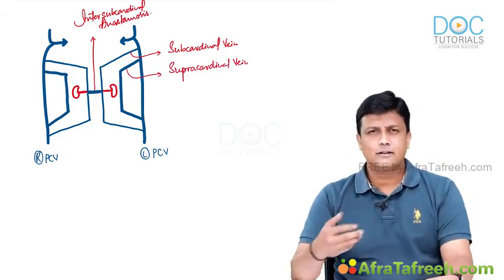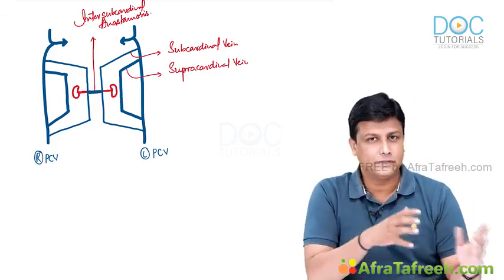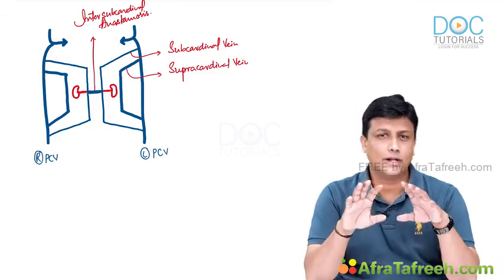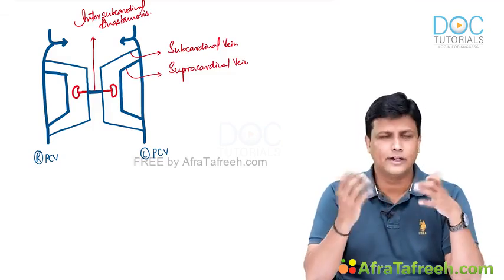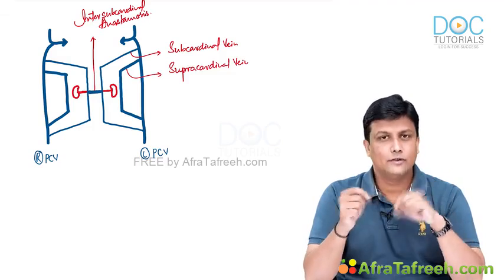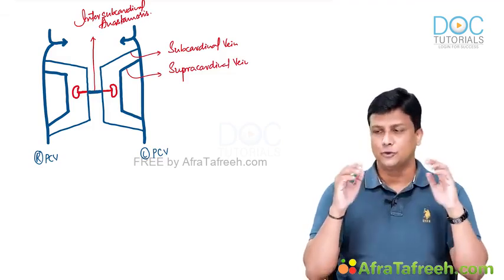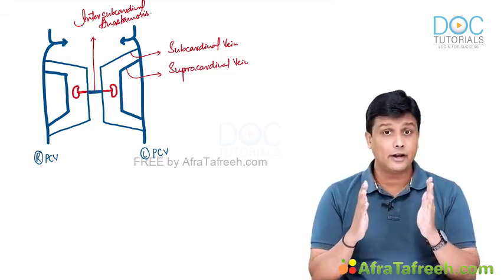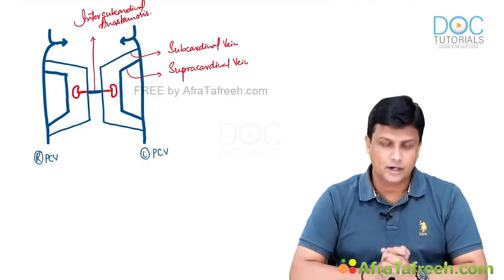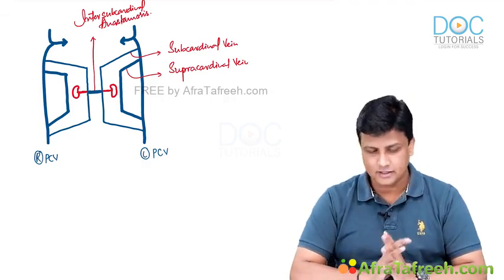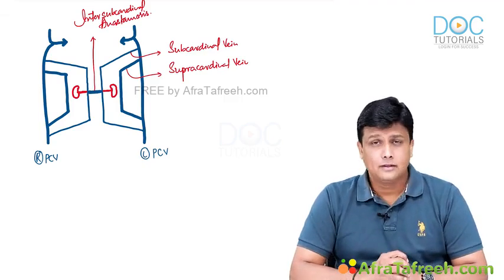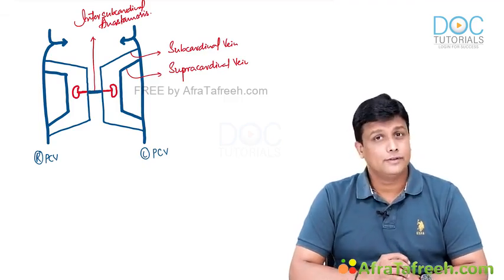This subcardinal and supracardinal were not required in our previous topics. That is why I did not include them before, to avoid confusion. Now it is required, so we are including that right now. So we have the posterior cardinal vein, then the subcardinal veins, and then the supracardinal vein. I hope you have learned the names of this set of veins now. Now how does all this help in the formation of the inferior vena cava?